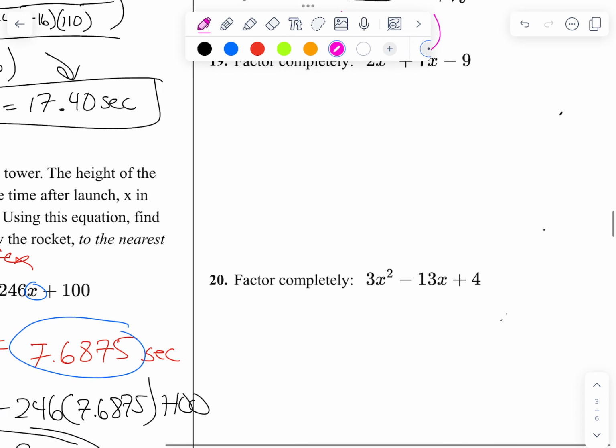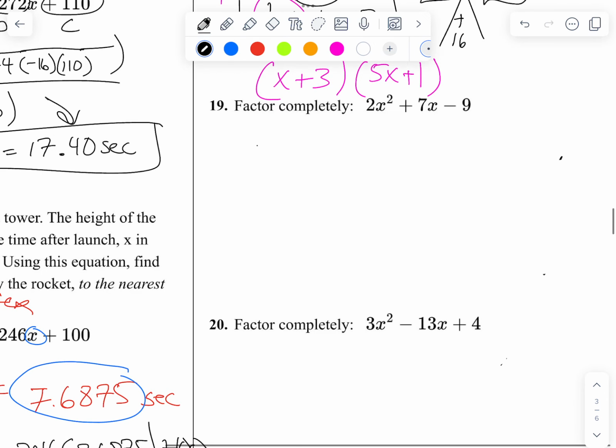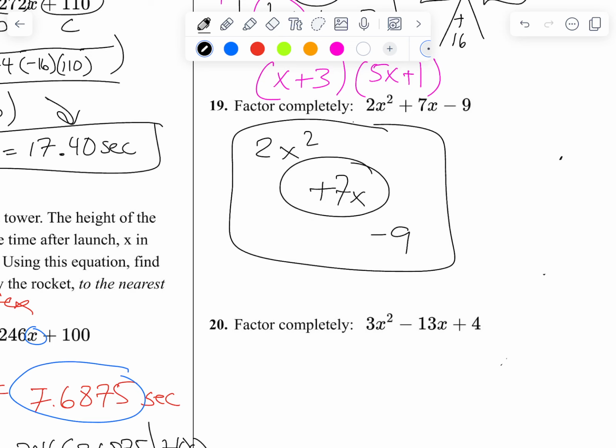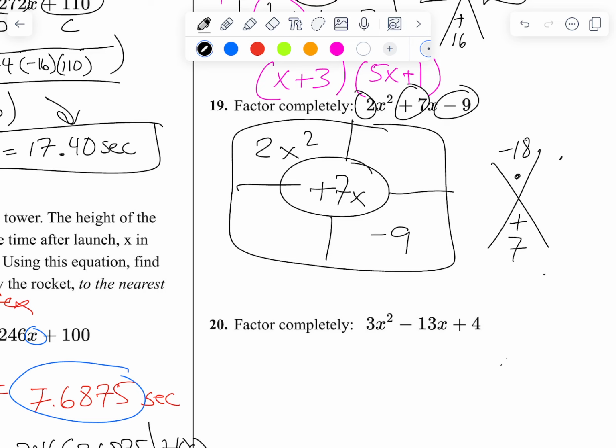Taking a look here. 2x squared plus 7x minus 9. So I'm looking for two numbers that multiply to 2 times negative 9, which is negative 18, and adds to the middle number of 7, or the B number. Two numbers that would do that, I think, would be 9 and 2. But one of them has to be negative, which would be the 2.